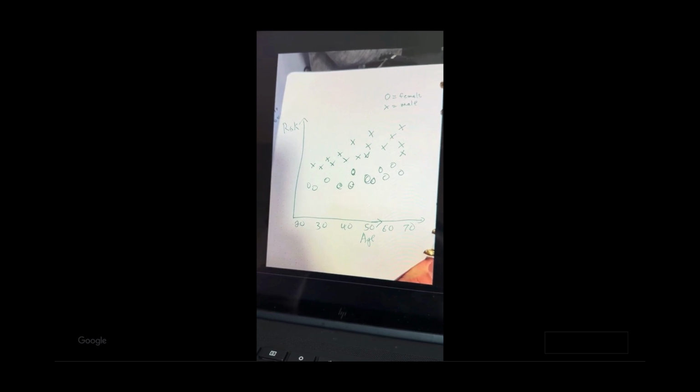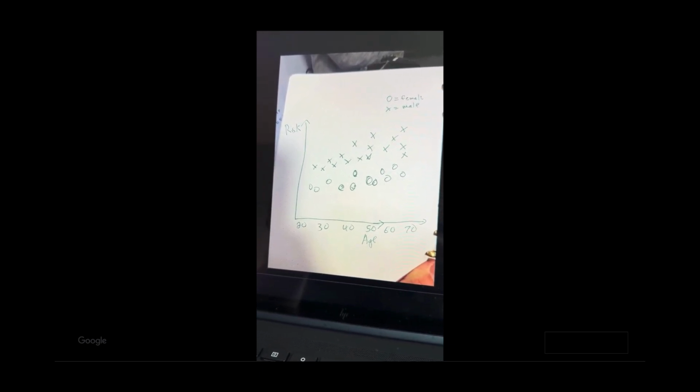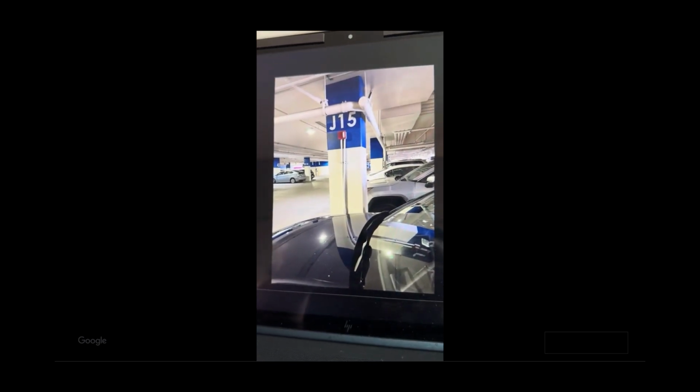Tell me one health condition that follows this pattern. A health condition that often follows this pattern is cardiovascular disease, where risk generally... Perfect. You're welcome.